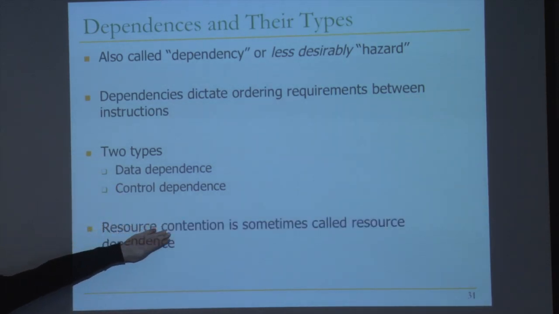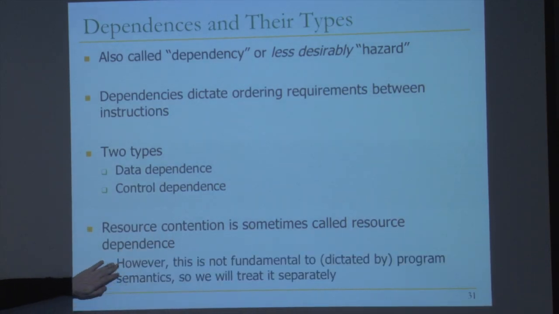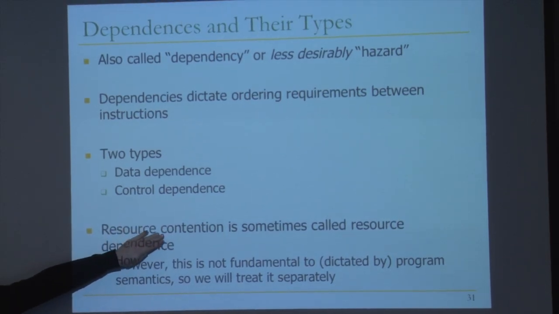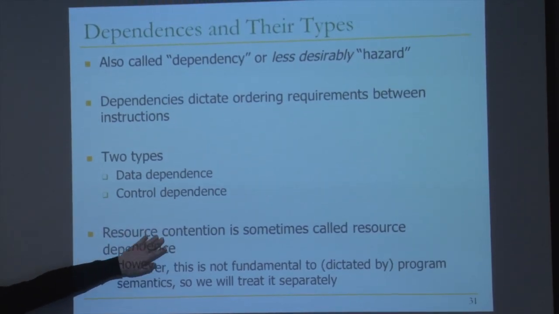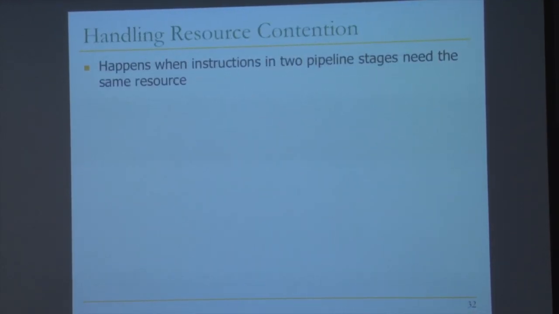Resource contention is sometimes called resource dependence. You really depend on a resource. But I'll treat it differently. This is not fundamental to program behavior, right? It's not fundamental to program semantics. If you have infinite resources, there is no resource contention. So we'll treat it separately. But let me first treat that actually. How do you handle resource contention?